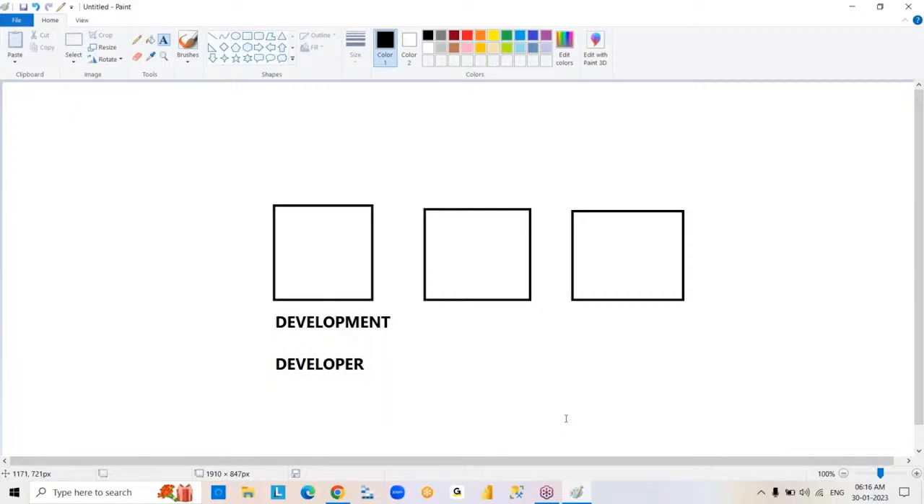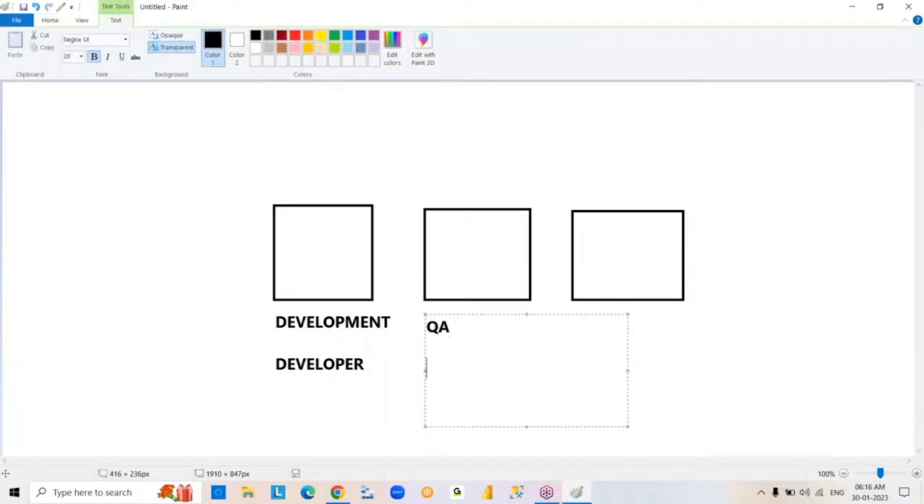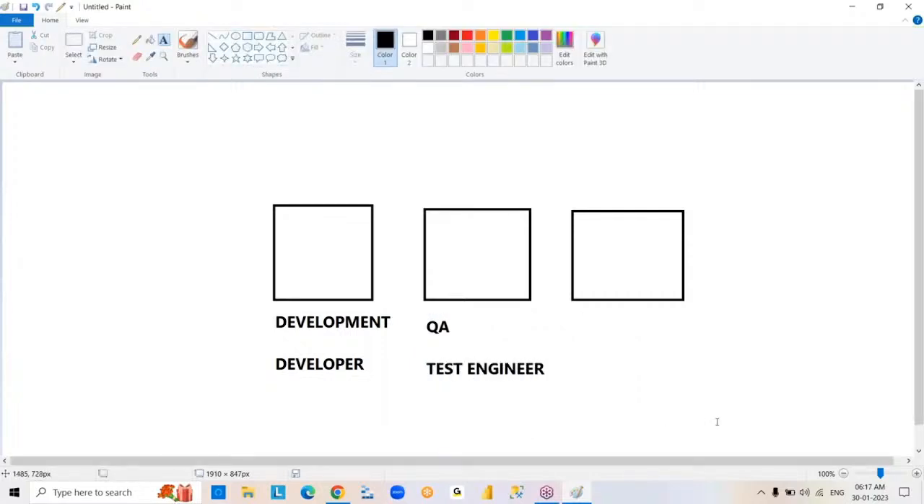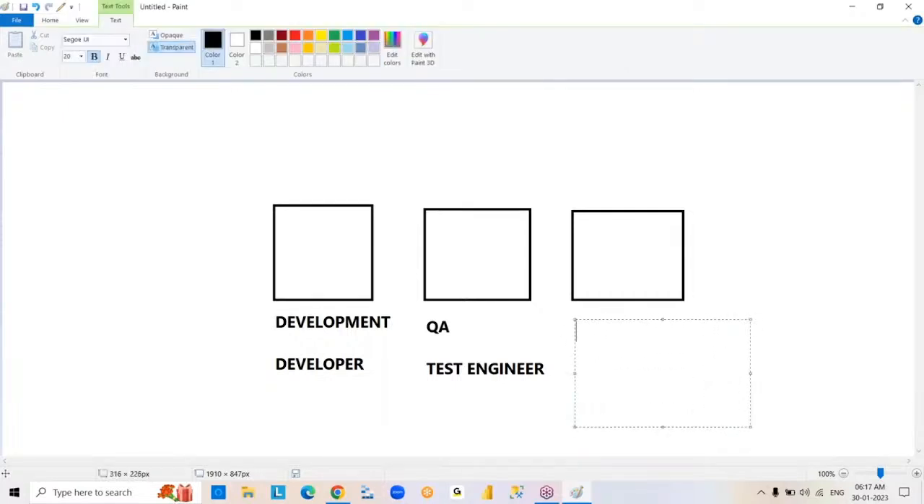So after completion of the development, your database will be transferred to QA. In QA, test engineers team will be there. Okay, na? Here they are going to test the database developed by development team.